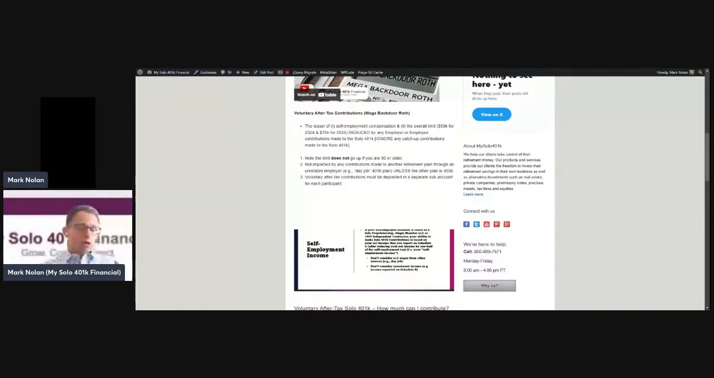What is more, when making voluntary after-tax solo 401k contributions, they first have to be deposited to the voluntary after-tax solo 401k holding account. So the bank account or the brokerage account labeled to hold those voluntary after-tax solo 401k funds. Once they're in that voluntary after-tax solo 401k bucket or holding account, you can then convert them over to the Roth solo 401k or to a Roth IRA.